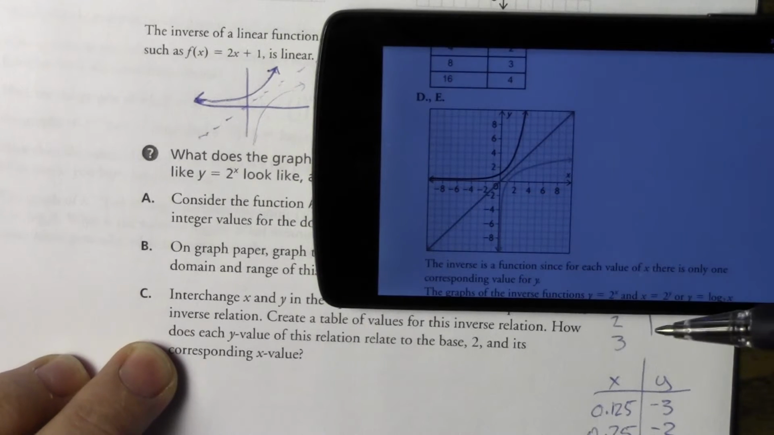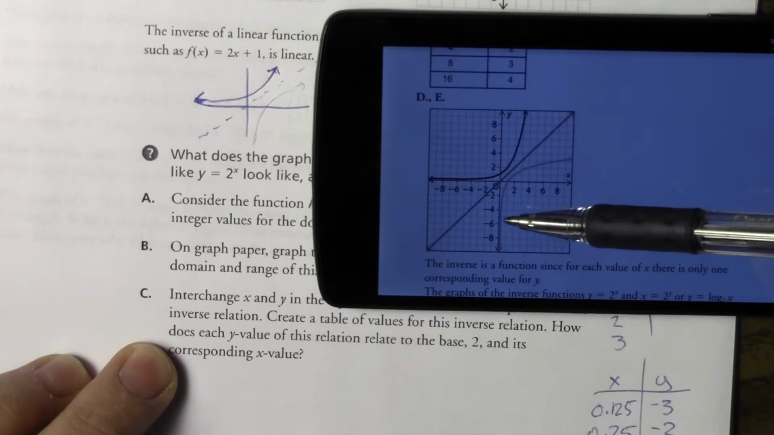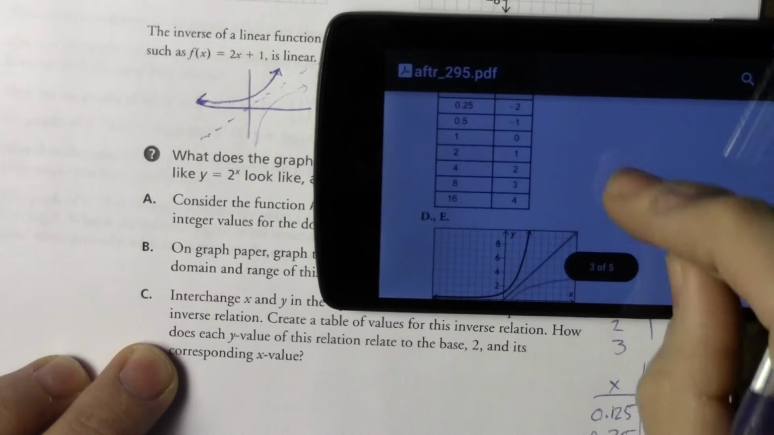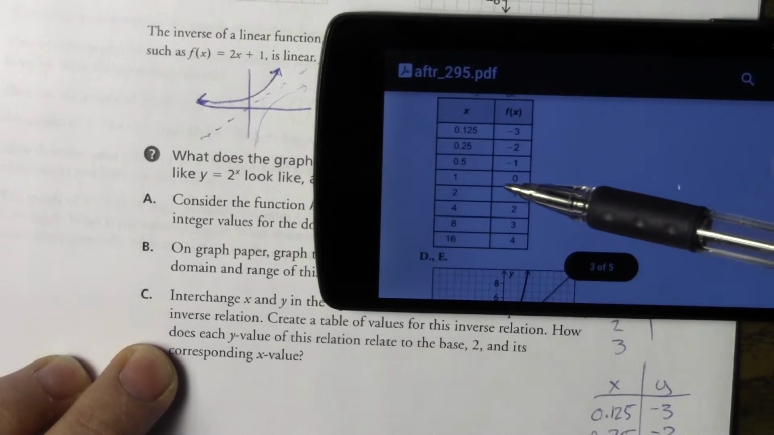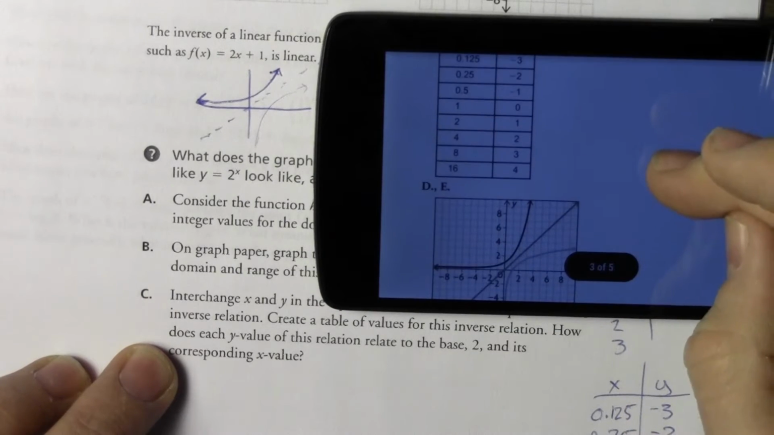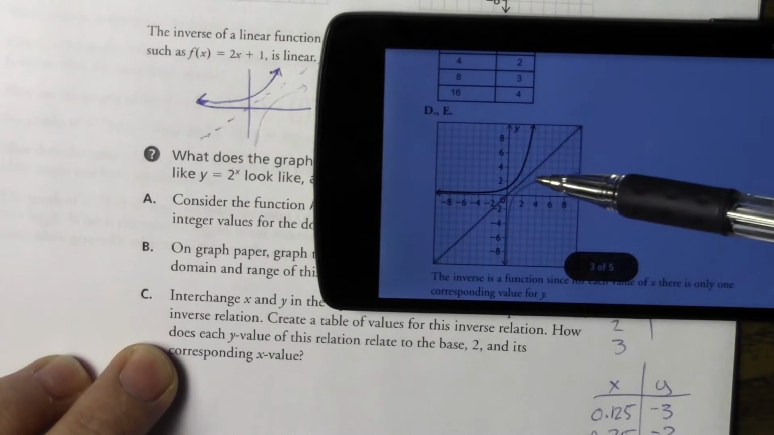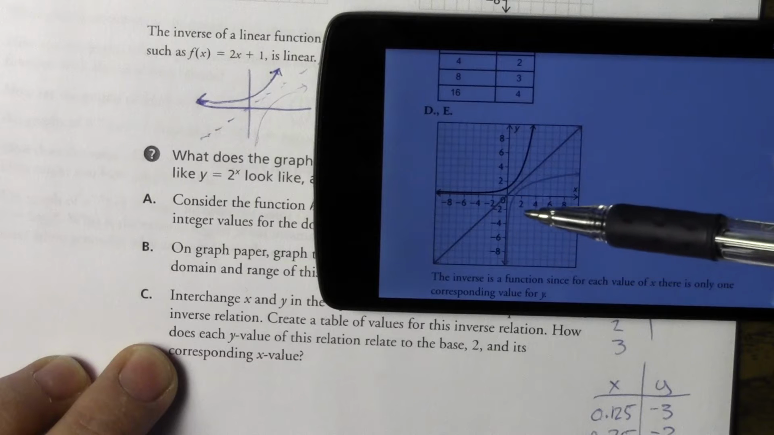Any questions there? So this is the inverse function. Once we switch the x and y values, we obtain this table of values here. Now graphing that out, that's this graph right here. Do you see that?